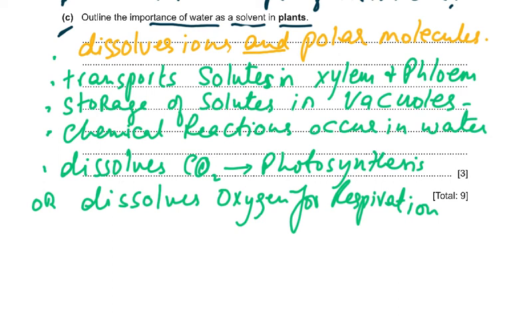Just giving it to you in words, please pause the video here and learn these marking scheme points. Dissolves ions and polar molecules, transport solutes in xylem and phloem, storage of solutes in vacuoles. Vacuoles are made up of water, as I just said. Chemical reactions occur in water. Dissolves carbon dioxide for photosynthesis, or dissolves oxygen for respiration. This is all one mark scheme point. This is an OR.